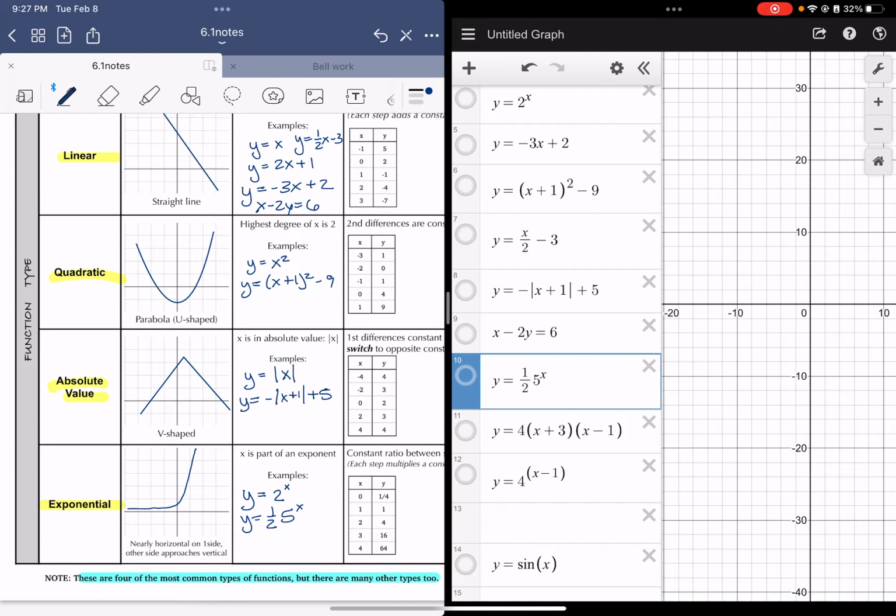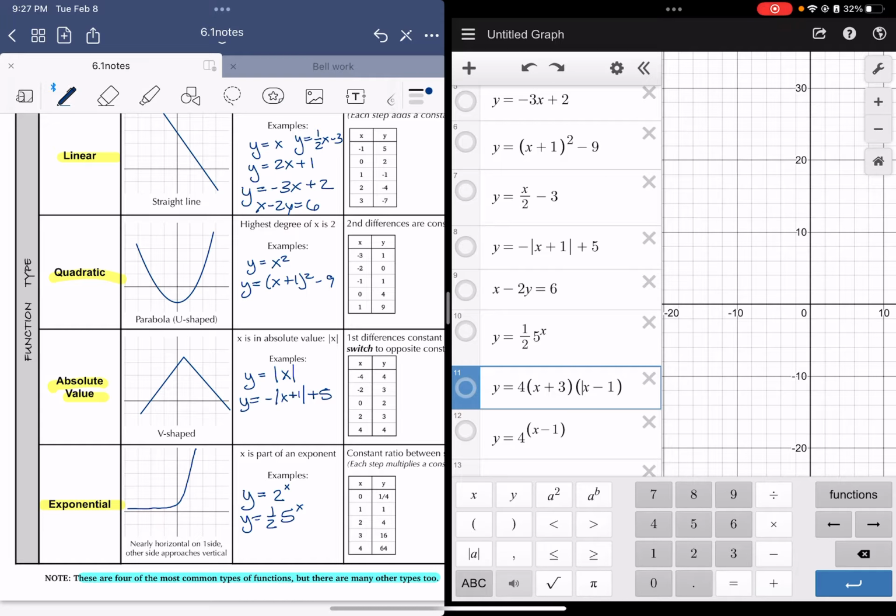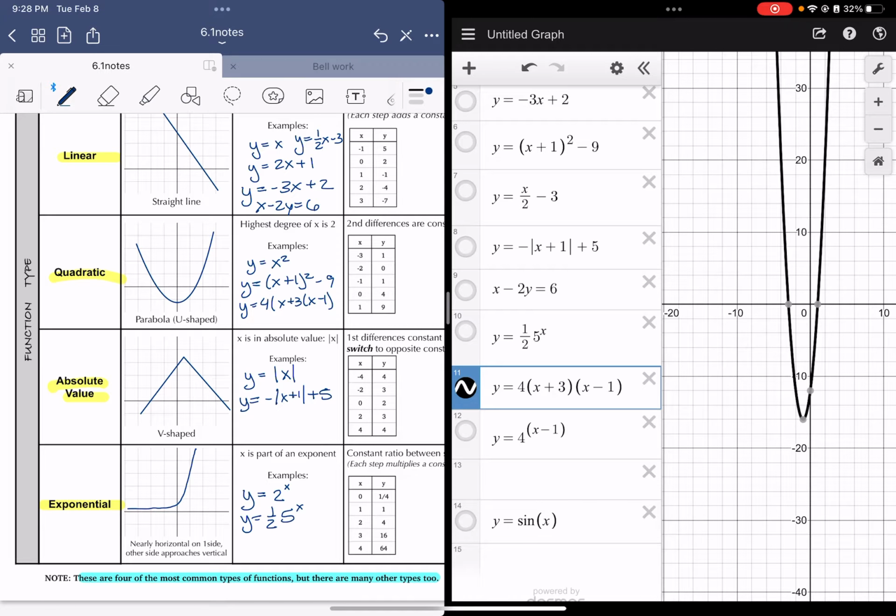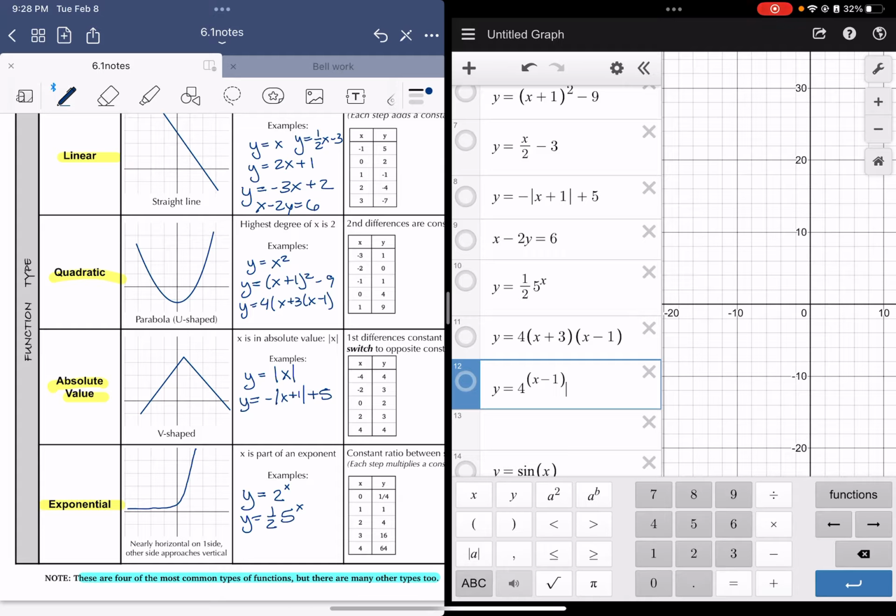All right, number 11, again, I accidentally erased it. Let's undo that. Okay, 11. This one should also look familiar from what we've been working with recently. That is a quadratic in intercept form. So we'll go ahead and put that in our quadratic box. All right, and let's graph it to see what it looks like. Yep, there's our parabola.